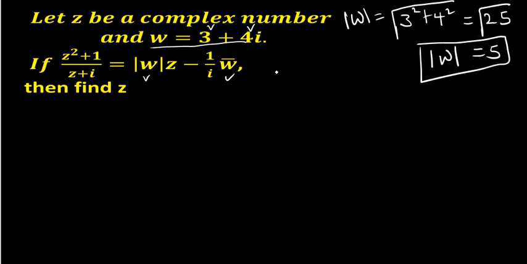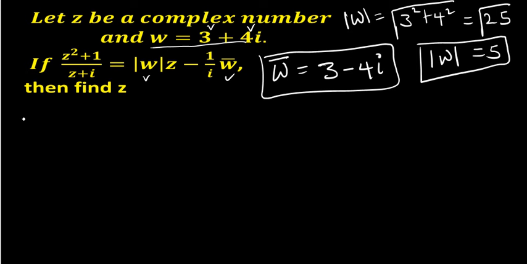In the same manner, when we are trying to find the conjugate of w, we are going to negate the imaginary part. It's going to be 3 minus 4i. Originally, w equals 3 plus 4i. So we need to negate only the imaginary part. So we have these two.